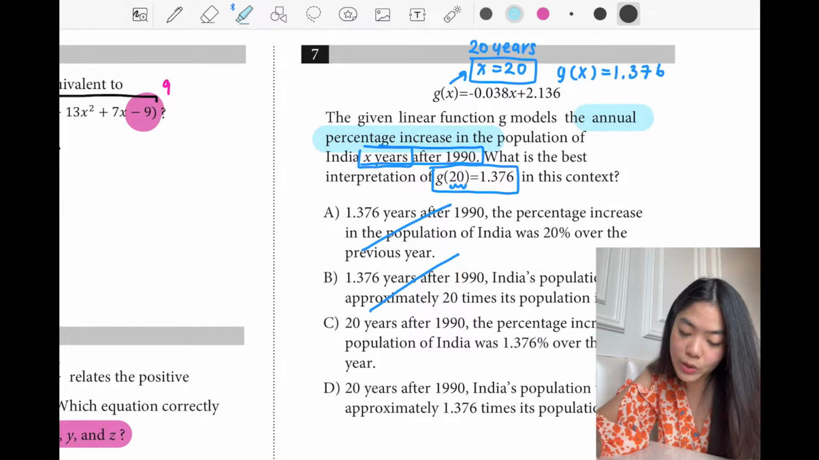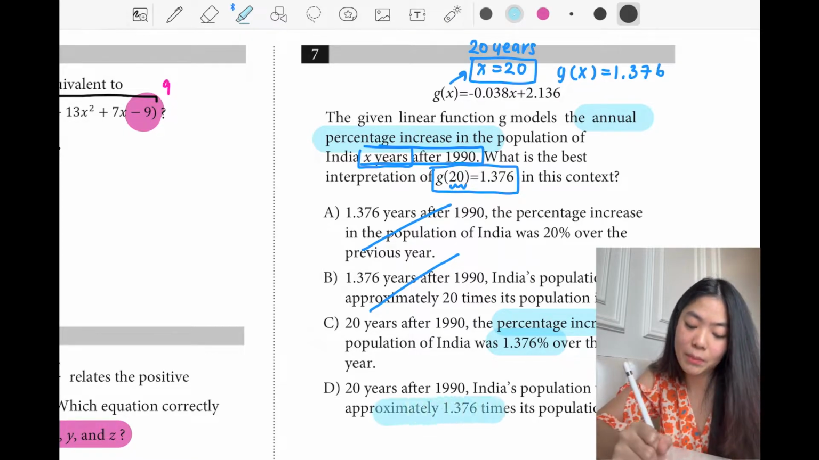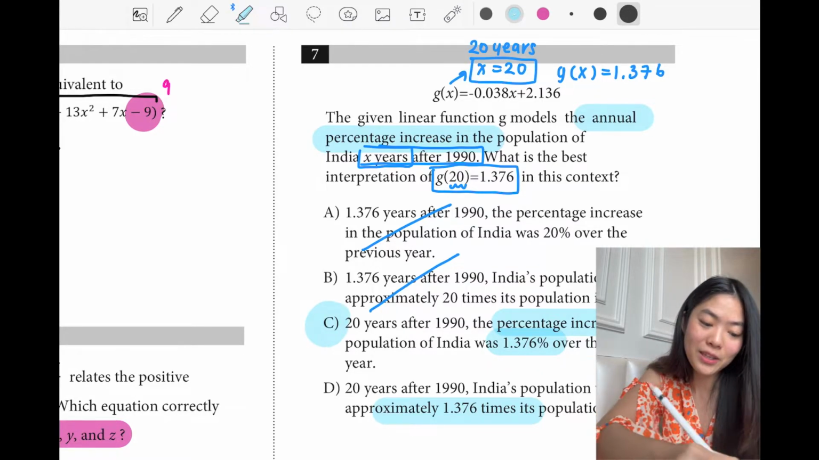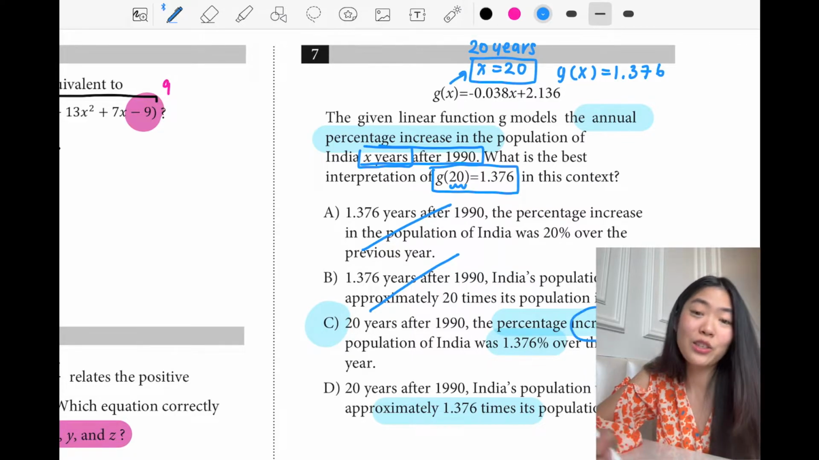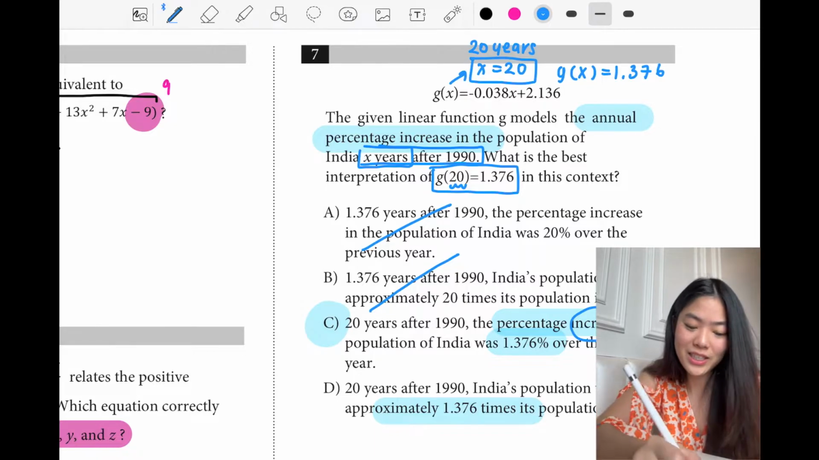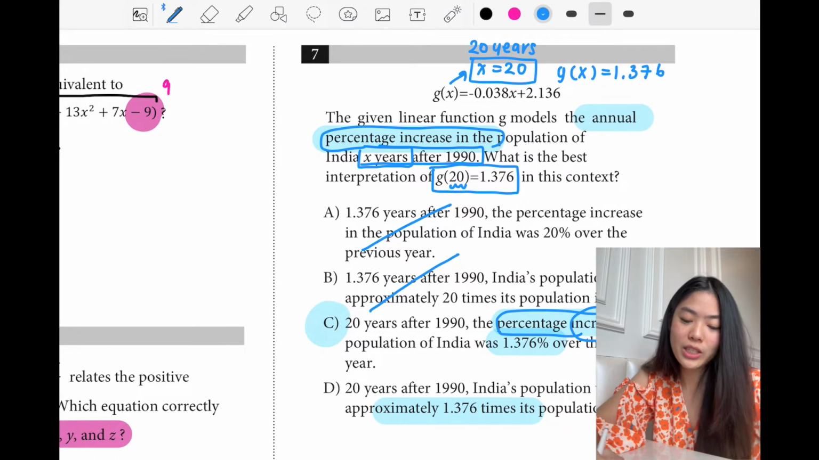So we're going to find which one represents that. For C, it says the percentage increase in the population in year x over the previous year. And the other one is just approximate. 1.376, and the answer should be C because it's given as an increase. Because it's the percentage increase, which is exactly the same as the given information from the question.